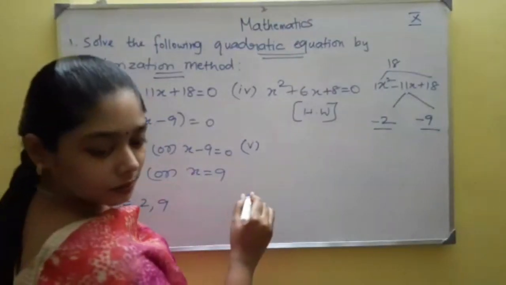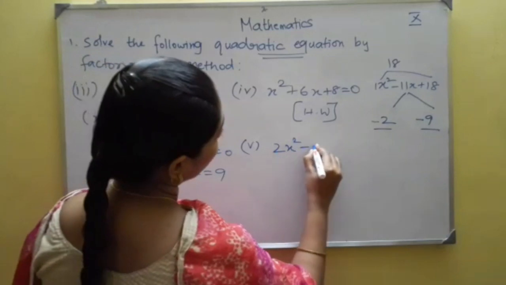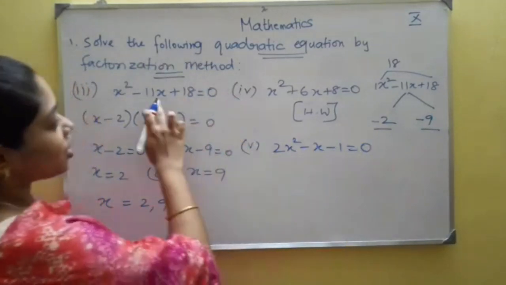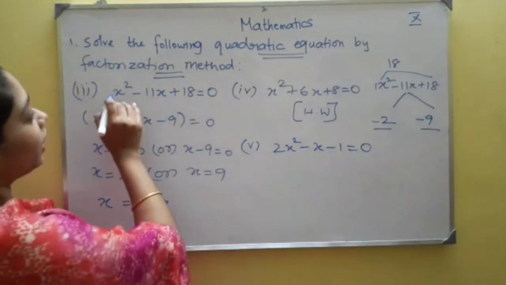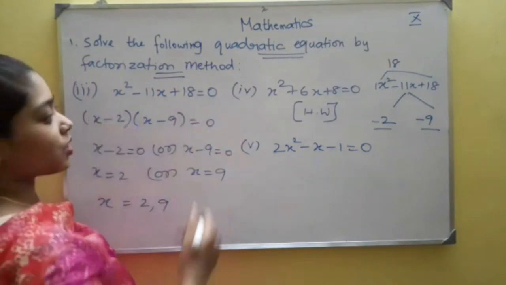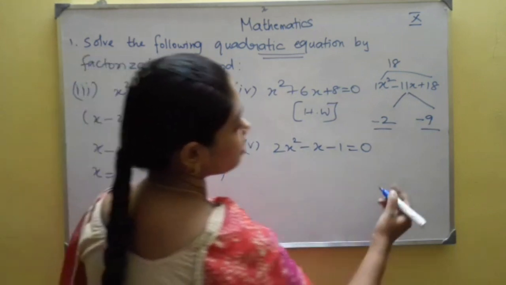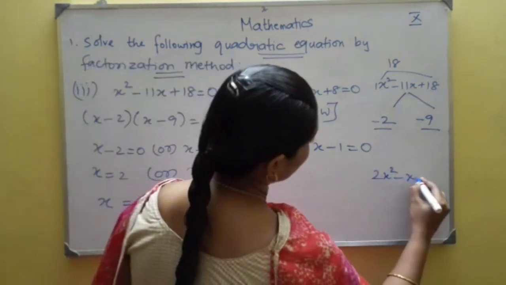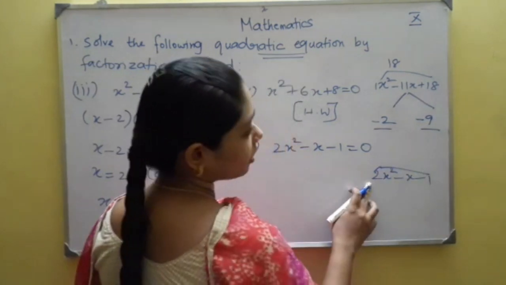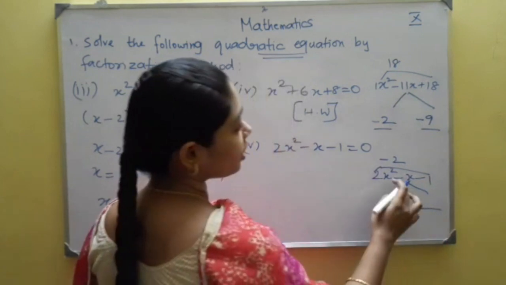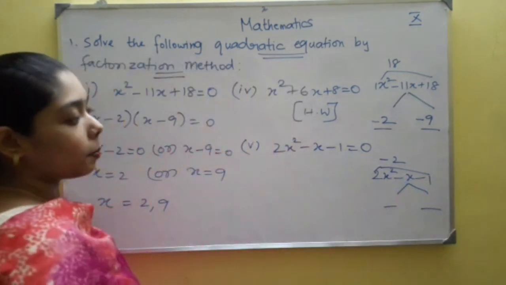Fifth problem, 2x square minus x minus 1 is equal to 0. Now observe the question, which is different from the previous one. Here x square coefficient is 2. In the previous first two problems the x square coefficient is 1. While doing factorization, don't forget to multiply by this 2. 2 into minus 1, minus 2. You want to find two numbers whose addition gives you minus 1 and multiplication gives you minus 2.